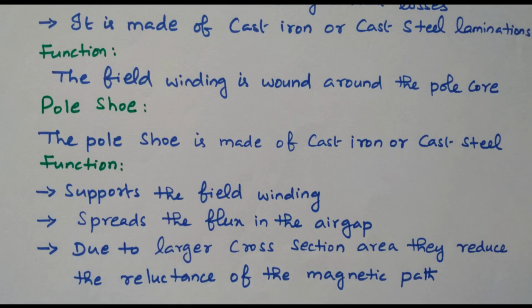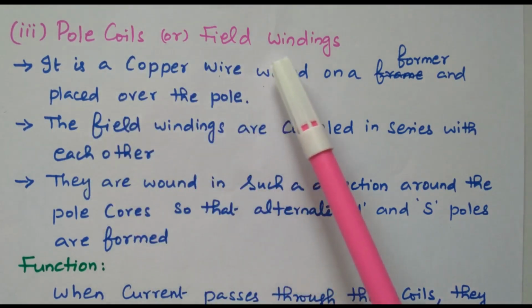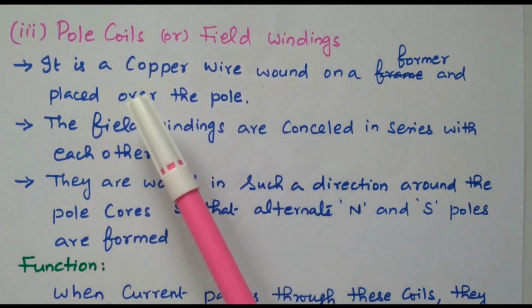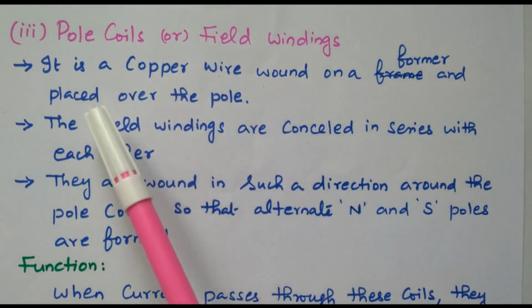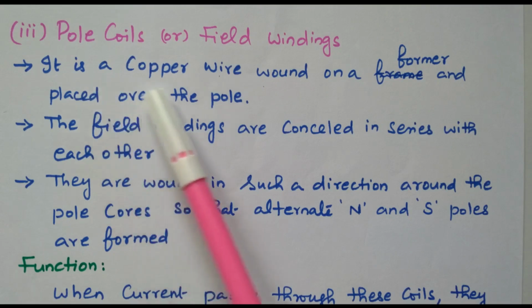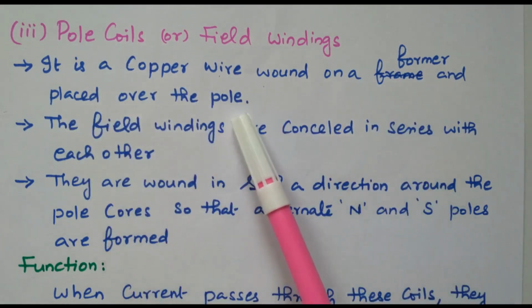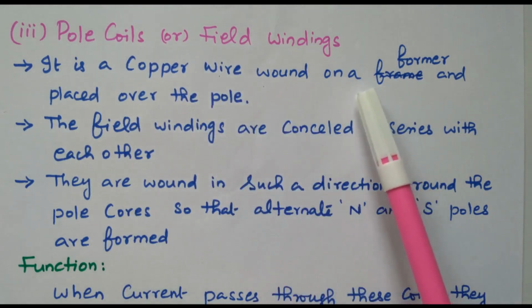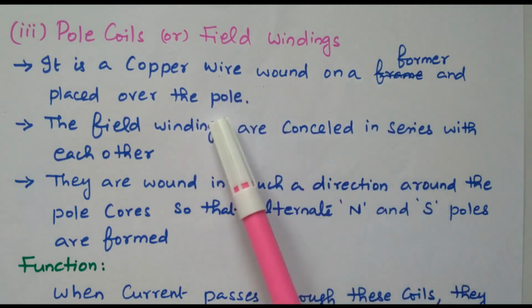Now, we will go to the next part. Pole coils are field windings. Now, we discuss pole core and pole shoe. These windings are placed on the pole core. It is a copper wire wound on a former and placed over the pole. I already discussed, the pole is the place to put the windings. So, this copper wire is wound and placed on the pole.